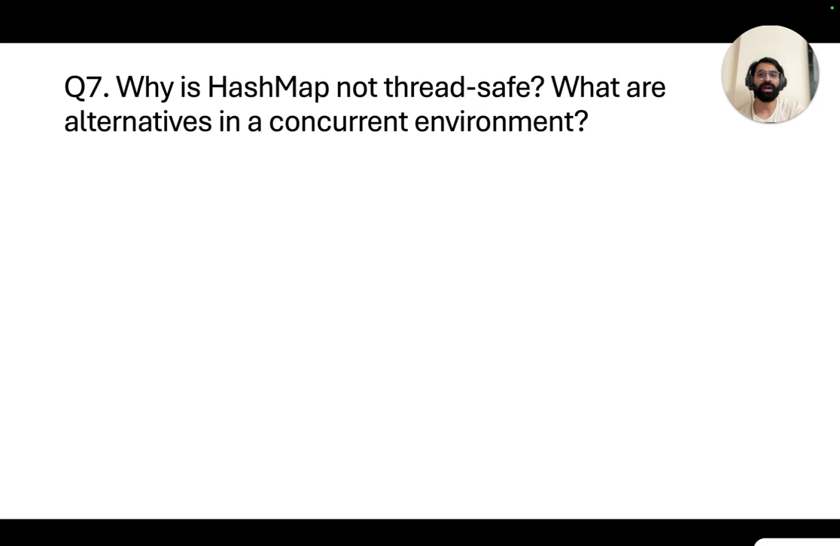Now the seventh question: why is HashMap not thread safe? And what are the alternatives in a concurrent environment? So first, he may ask, is HashMap thread safe? If you say no, then of course he will ask why it is not thread safe, and what are the alternatives you can use in a concurrent environment.